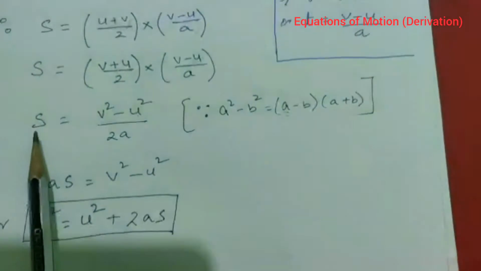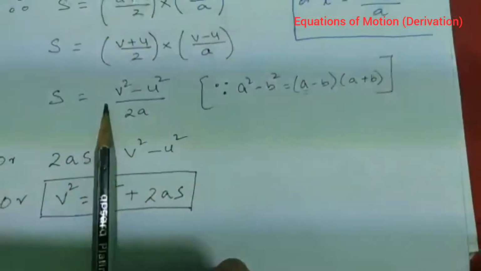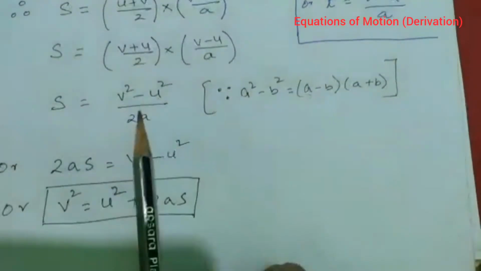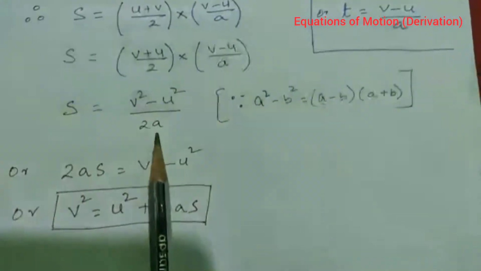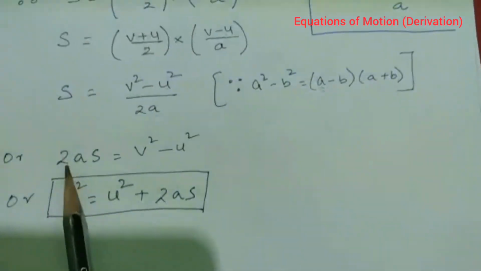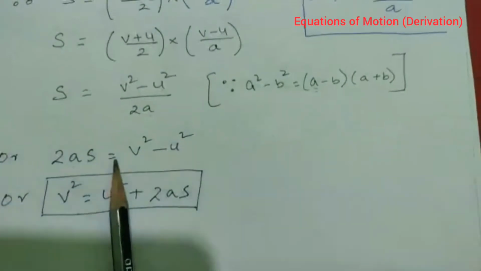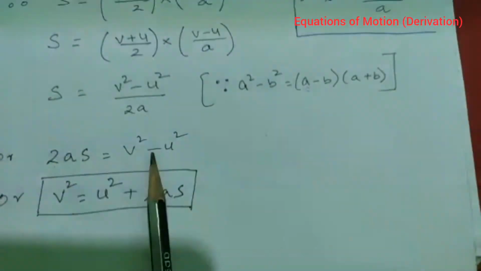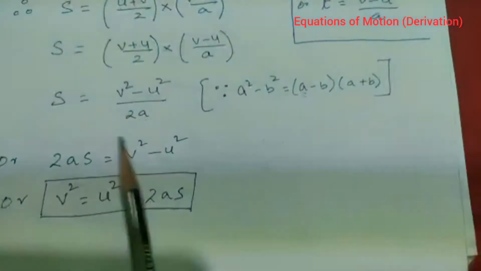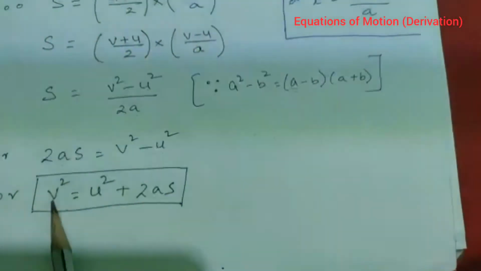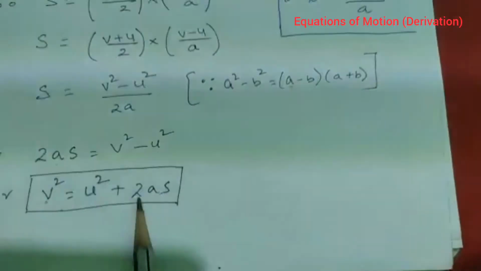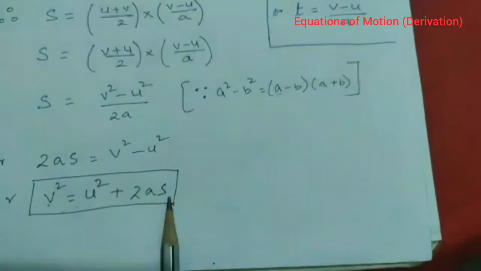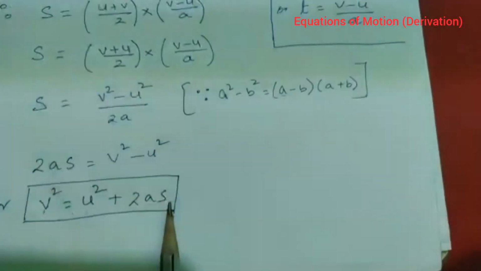So the equation reduces to s is equal to v square minus u square upon 2a, and if you cross multiply it becomes 2as is equal to v square minus u square. If you rearrange the terms, that is, you take minus u square to the other side, you get v square is equal to u square plus 2as. This is the third equation of motion, hence derived.